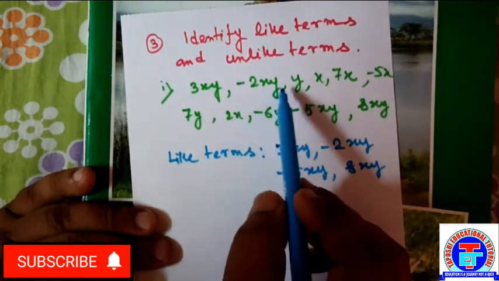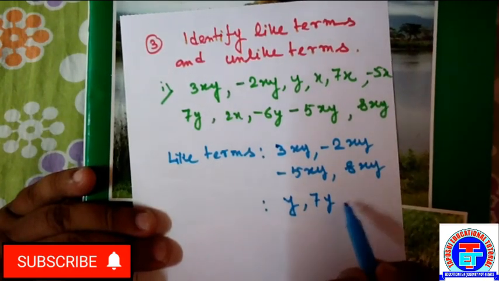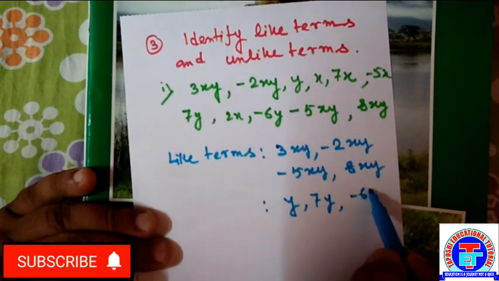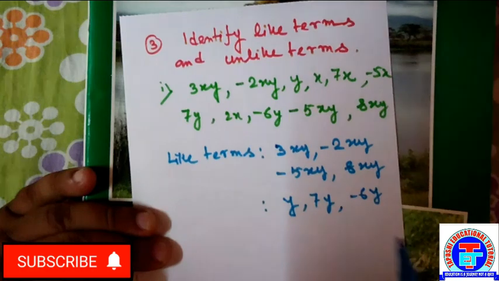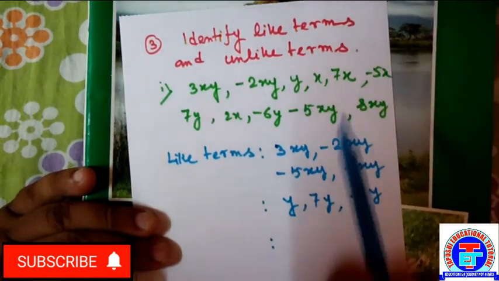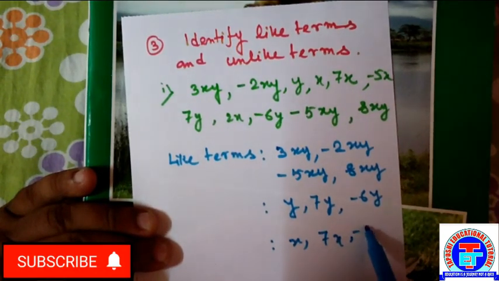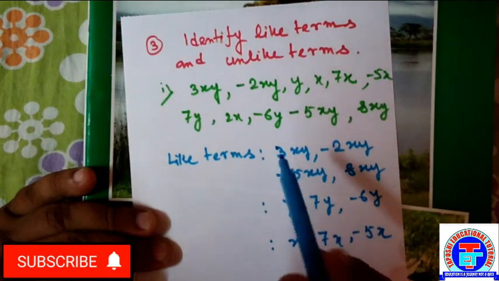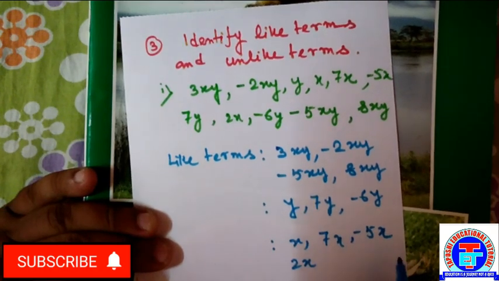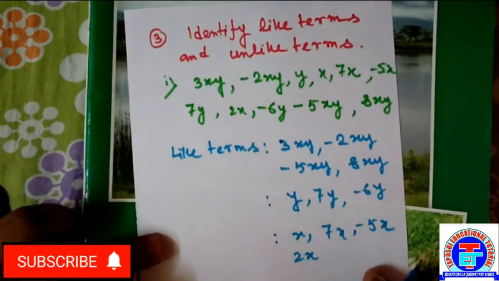Now another, y, 7y, 7y minus 6y, these are like terms. Now here x, comma 7x, comma minus 5x and 2x, these are like terms, right student? You clearly understand?